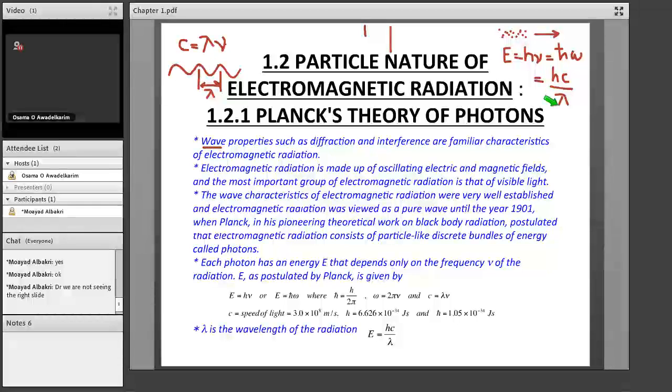So this is the dual nature of electromagnetic radiation. It can be looked at as waves and it could be looked at as particles.